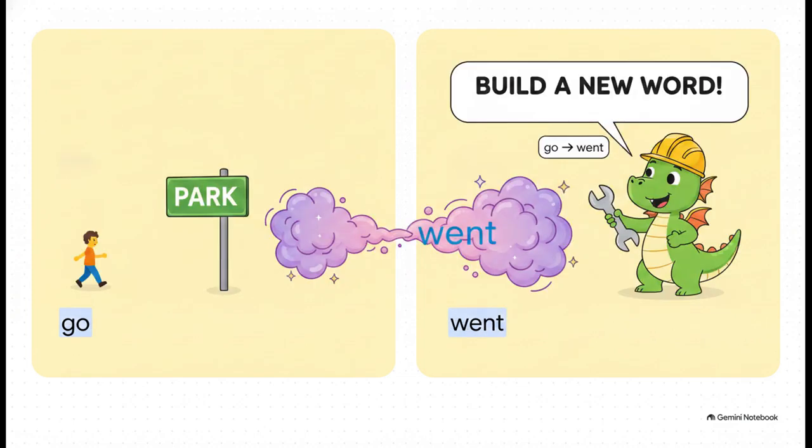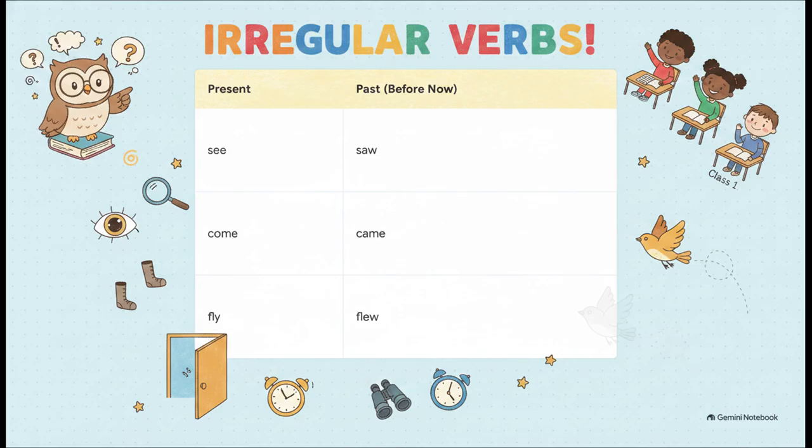And here's another incredibly tricky one, the word go. If we go to the park today, awesome. But what if we did it yesterday? We absolutely do not say good. The word go basically puts on a whole disguise and turns into a completely different word, went. It doesn't even look remotely like go anymore. Go becomes went.